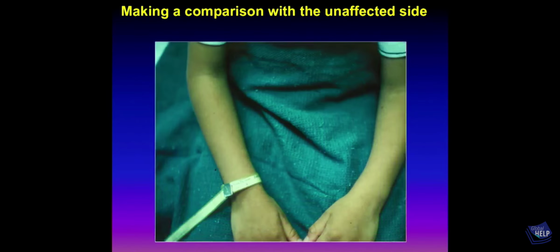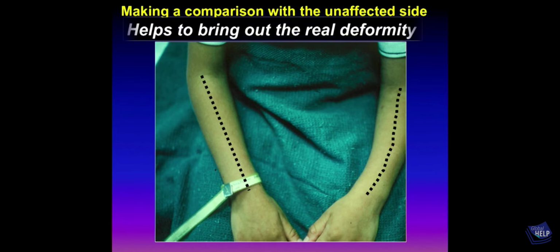So what you need to do is you usually make a comparison with the unaffected side, and you can see this has both a rotational component and an angular deformity. When you compare it with the straight one, it should be straight. And it helps to bring out the real deformity.